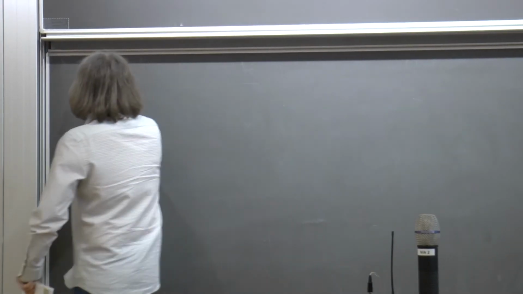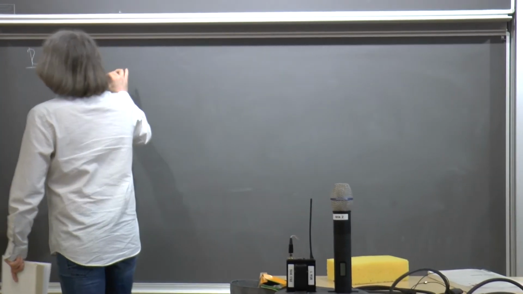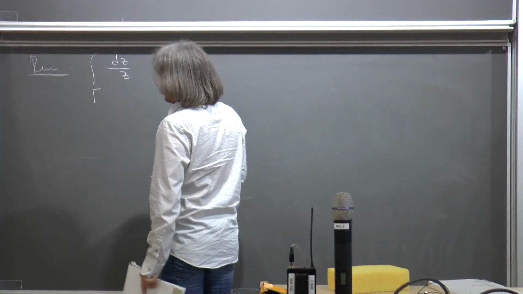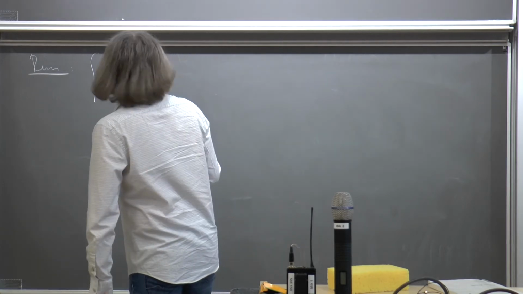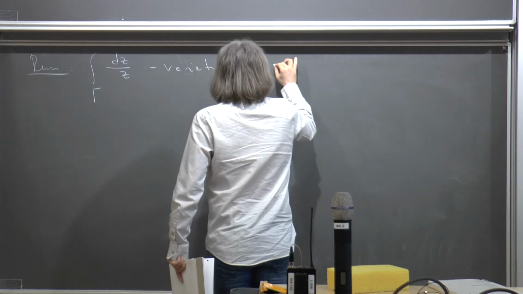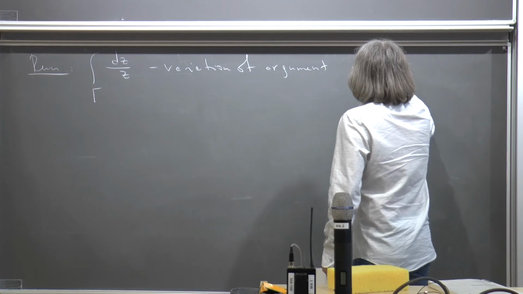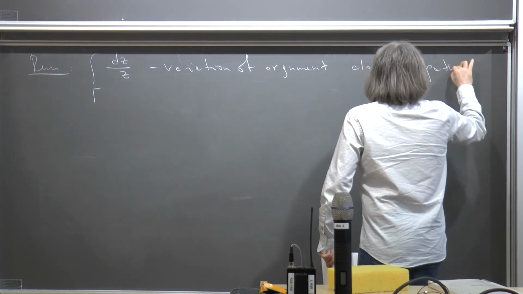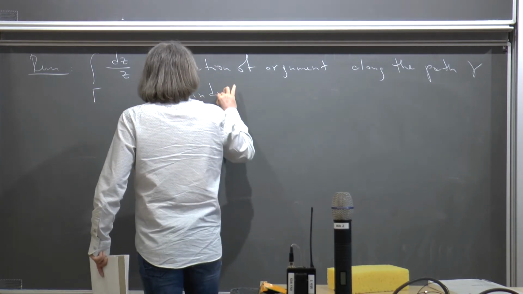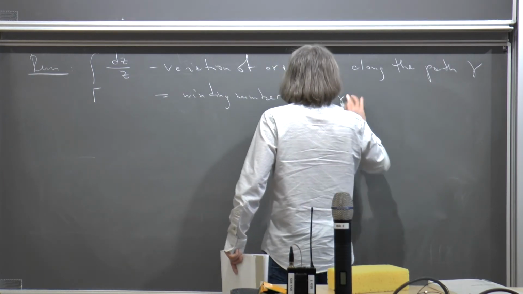So remark. The expression, so this is the variation of argument along the path gamma. So it's the same as winding number along the path gamma.